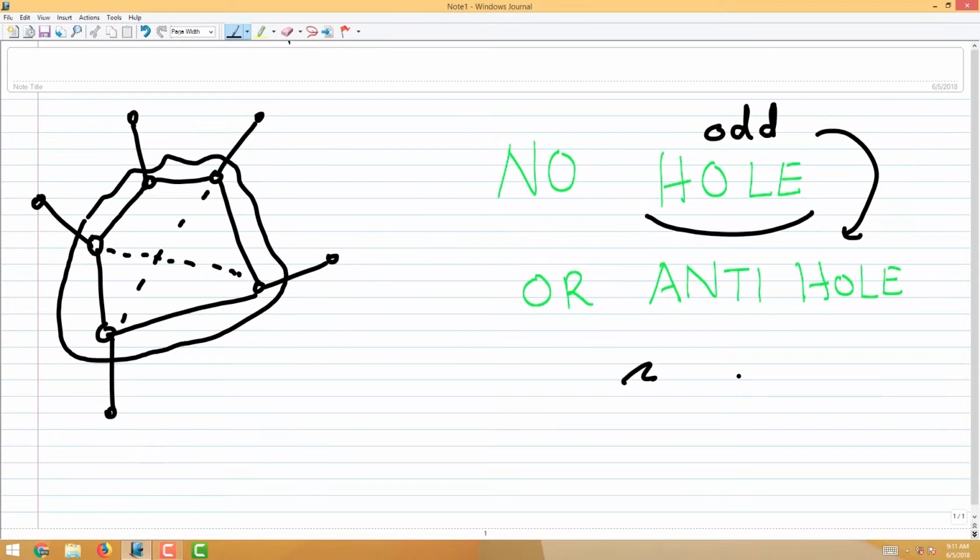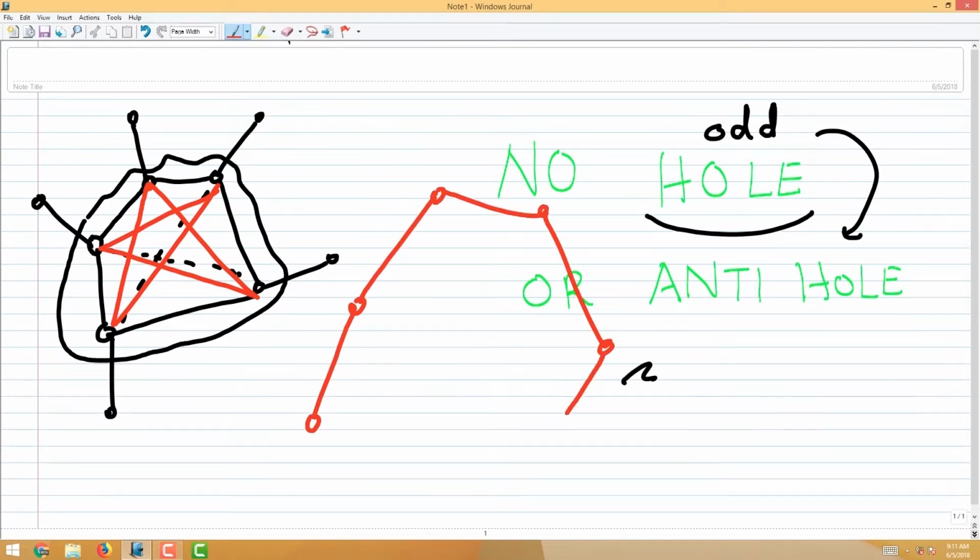So anti-hole is just the complement of that hole. So for instance, if I take this hole, what would be an anti-hole corresponding to that? This should be the anti-hole. Because it is a 5 cycle, the anti-hole is also a 5 cycle here. But if you had taken a bigger graph like this, suppose this is 7 vertices, right? So now you can create, so it will be like this.